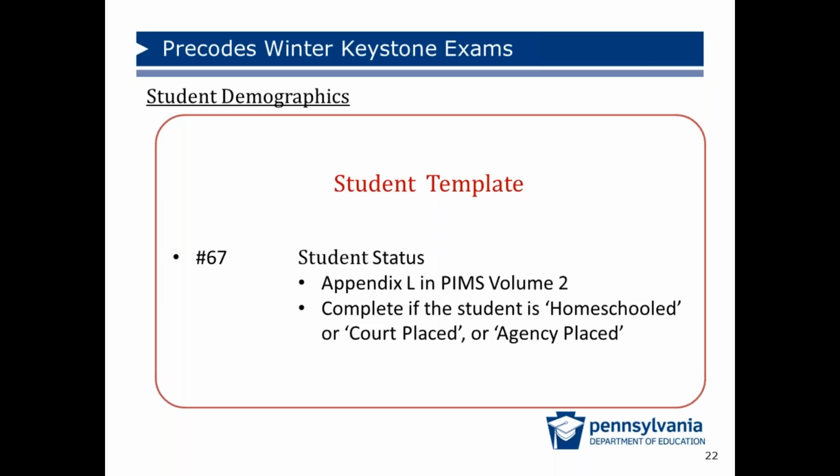Field 67, student status, that's Appendix L in Volume 2. We would like you to complete it if the student is homeschooled or court-placed or agency-placed.